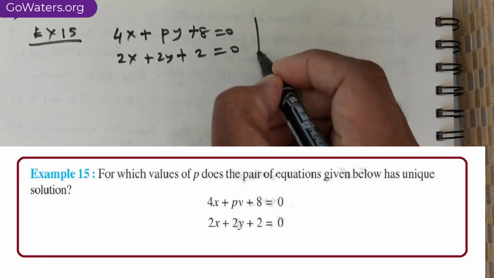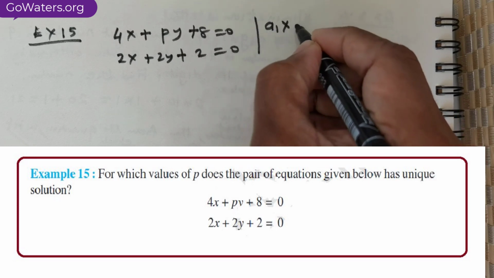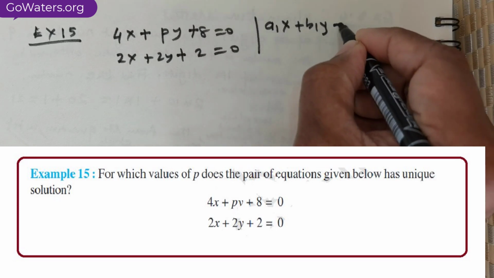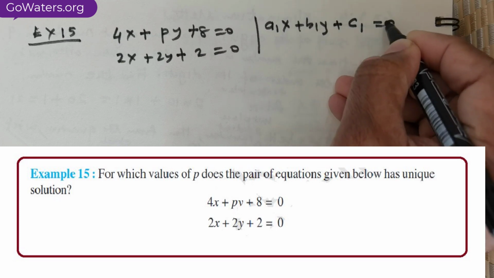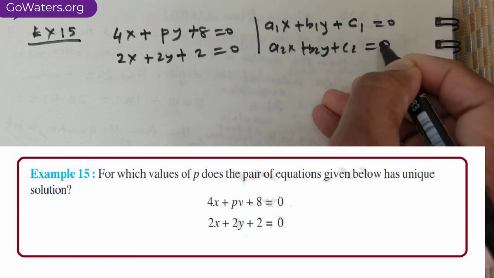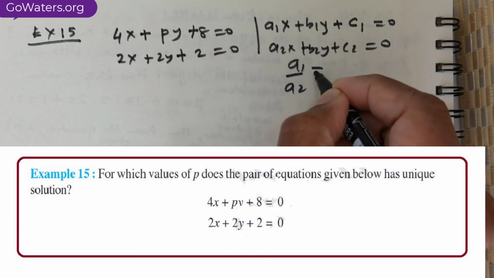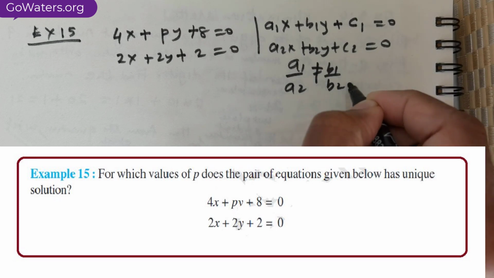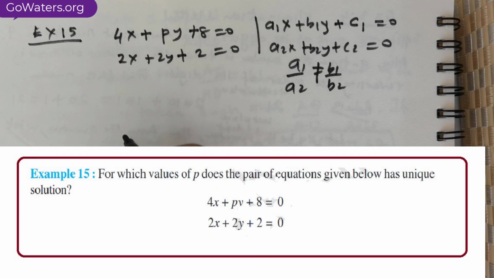Now if you remember, we always used to take pairs of lines in this fashion: a1x + b1y + c1 = 0, and then a2x + b2y + c2 = 0. For a unique solution, a1/a2 should not be equal to b1/b2. This is the condition which I have explained to you in the earlier part of this lesson. Please go and check that out.